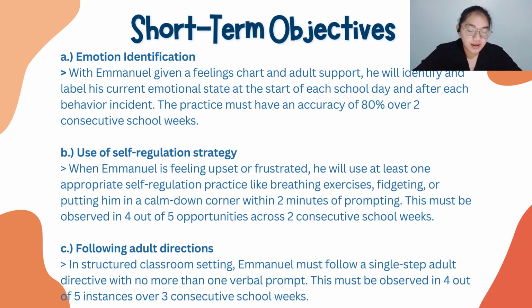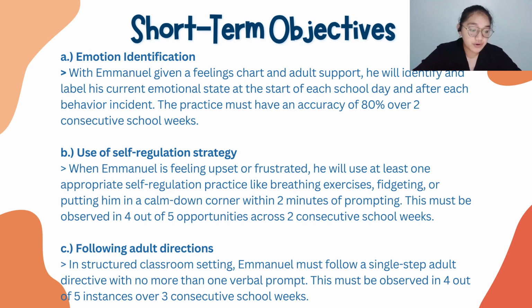Emotional identification. With Emmanuel given feeling chart and adult support, he will identify and label his current emotional state at the start of each school day and after each behavioral incident. And dapat yung accuracy ng pag-identify niya sa feelings niya is at least 80% accurate over 2 consecutive school weeks.